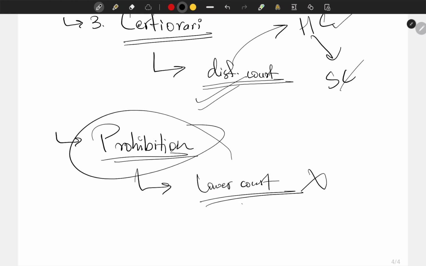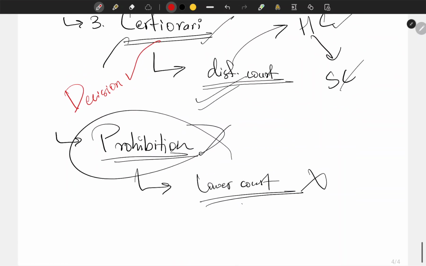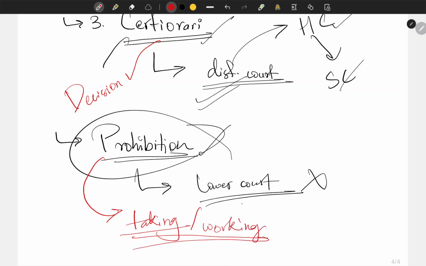All right. So here, what is the difference between certiorari and prohibition? Certiorari is when a decision has already been given. In the case of prohibition, the court was taking up the case, the court was working on the case. Even during that process, a higher court can tell the lower court to not take it up. All right.